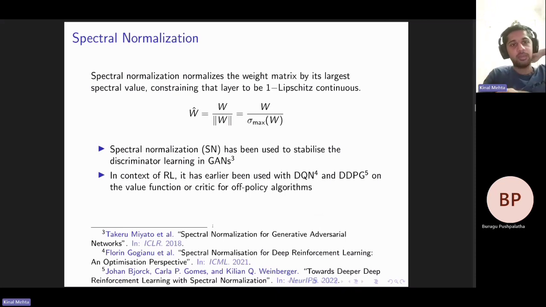In the context of RL, spectral normalization has earlier been used in standard value-based methods like DQN or actor-critic methods like DDPG. They have applied the spectral normalization on the value function or the critic of these off-policy algorithms. So it is important to notice that till now, spectral normalization in RL literature has only been applied to off-policy algorithms and in single-agent techniques.